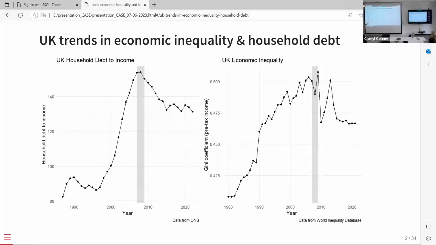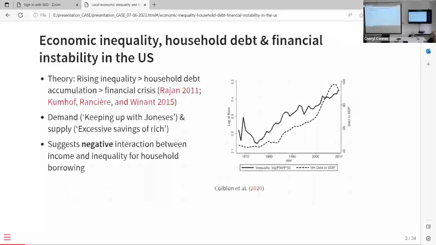And then on the right is economic inequality, which I guess we're kind of used to the trends here. UK economic inequality measured by the Gini coefficient. Also in the preceding few decades, there's been a big increase in inequality up until the financial crisis, and then as with the aggregate debt, there's a decline and stagnation. So really, the connection between these two is a really policy relevant topic, and something I'm going to address here. And of course, it's something that's been addressed in the US primarily.